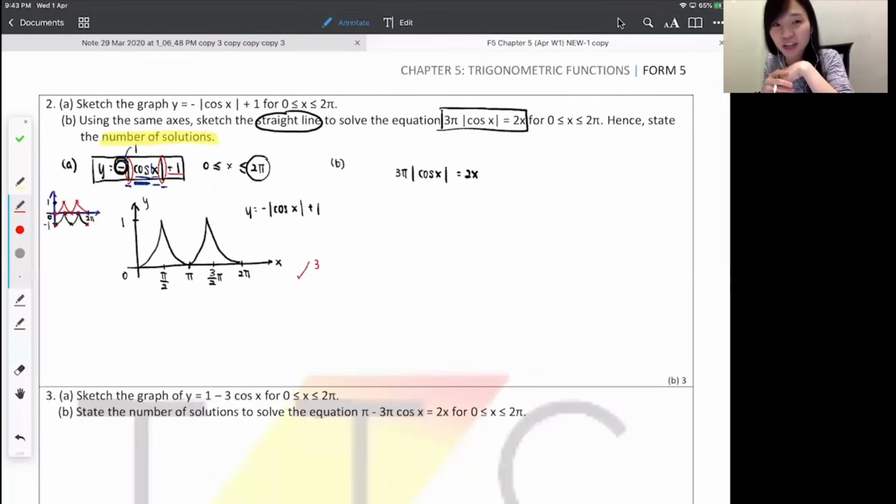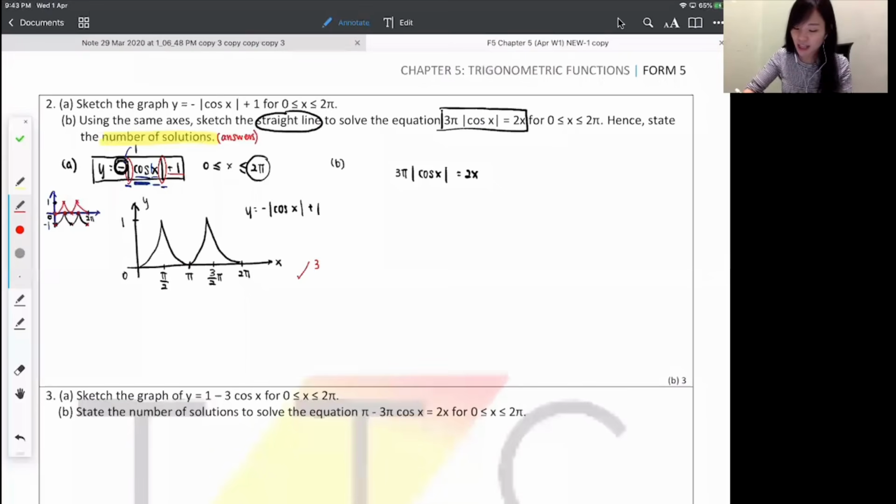So now they want you to draw a straight line and find what? Number of solutions. What is number of solutions, my dear? Solution means answer. Do they ask you the answer? No. They are just asking you the number of answers, meaning how many answers. So how do you know how many answers? Actually, number of solutions means intersection points.